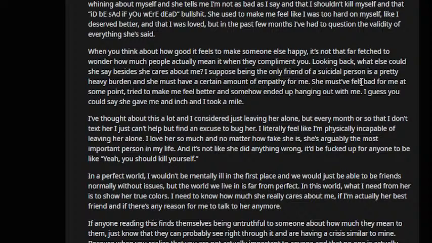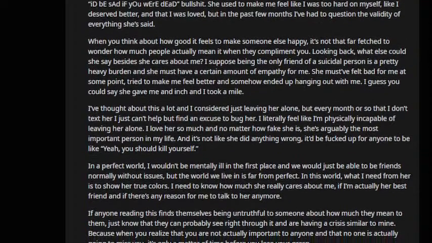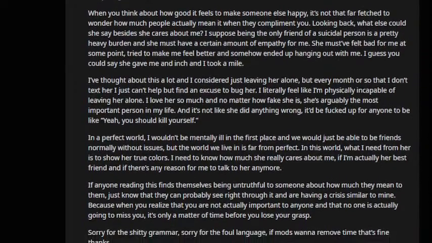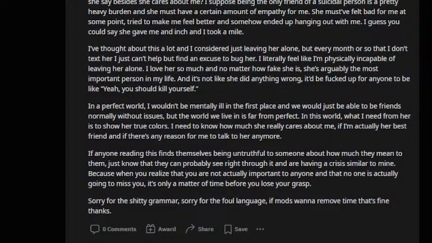Looking back, what else could she say besides she cares about me? I suppose being the only friend of a suicidal person is a pretty heavy burden, and she must have a certain amount of empathy for me. She must have felt pretty bad for me at some point, tried to make me feel better, and somehow ended up hanging out with me. I guess you could say she gave me an inch, and I took a mile. I've thought about this a lot, and I considered just leaving her alone. But every month or so that I don't text her, I just can't help but find an excuse to bug her. I literally feel like I'm physically incapable of leaving her.